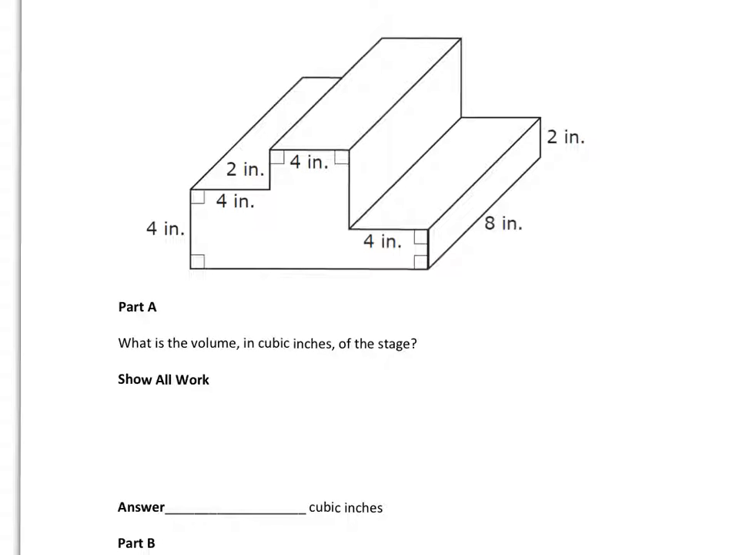So when it says volume, if you look at your reference sheet, there's two things we talked about with volume. One was rectangular prisms or right rectangular prisms. The other one was cylinders. So out of those two options, I don't see any circles or anything here, so it looks like we're going to be dealing with rectangular prisms.